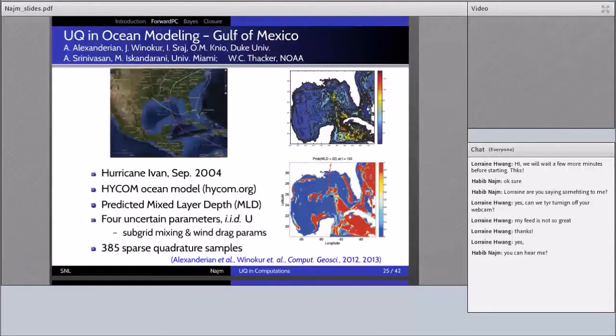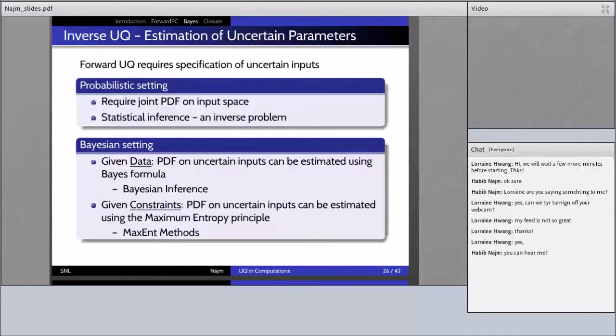and the parameters of that representation come into the picture as uncertain. And so here we use almost 400 samples, so 400 evaluations of the ocean model that were required to evaluate the quantity of interest, which is what's called the predicted mixed layer depth, and it has to do with understanding the kind of mixing that's going on in ocean layers. Okay, so that's quickly over forward UQ methods.